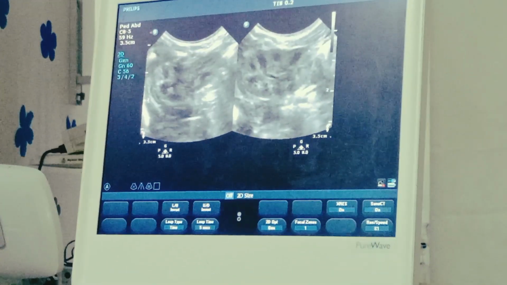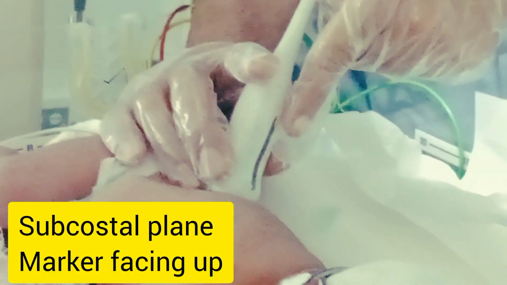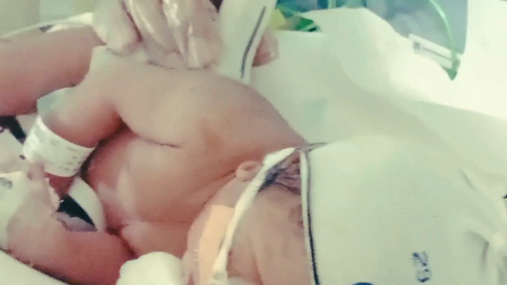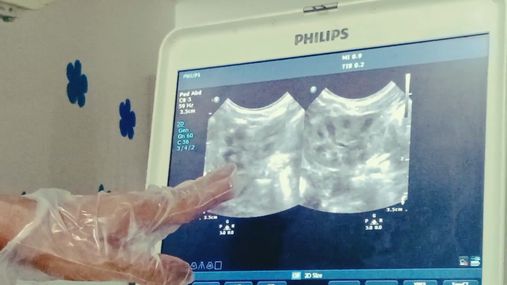There are two ways of performing ultrasound of the kidneys. One is called the longitudinal view, where you keep the probe with the marker facing up. See, this is how you have to do it, and this will give you the longitudinal view. You can see the kidneys here. I have kept two videos, one is a still image, and the other one is a moving image.